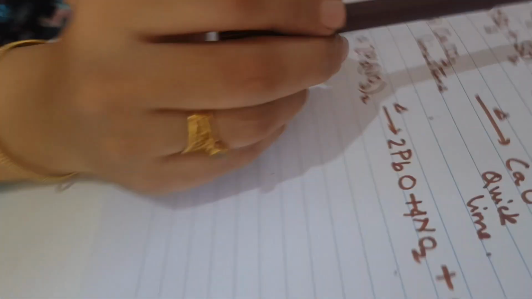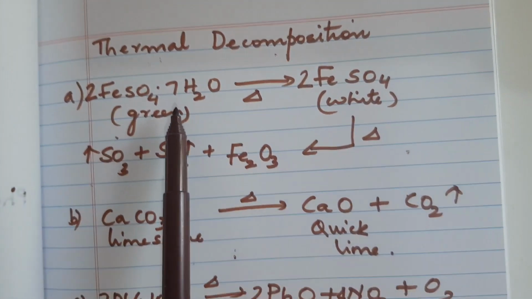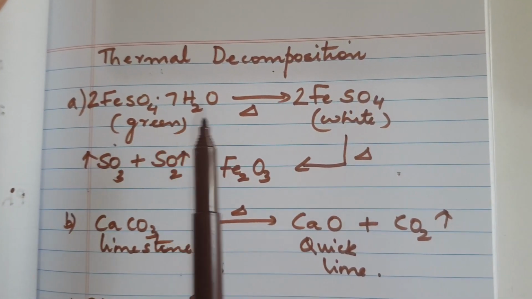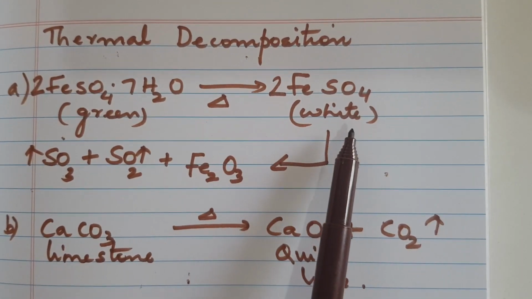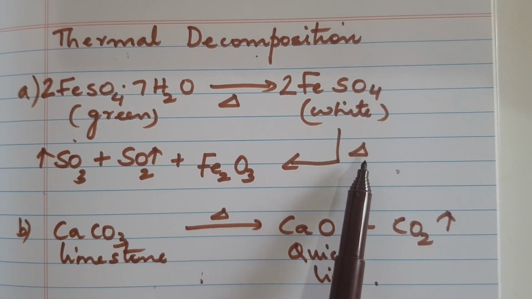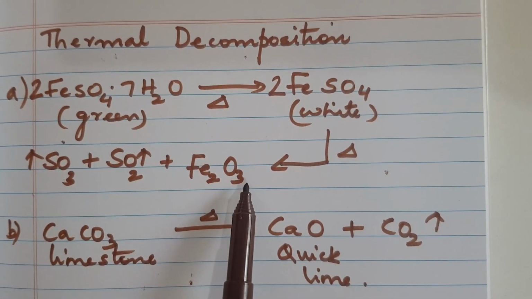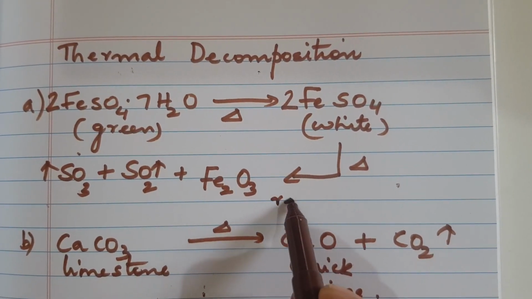Let's see the reaction. FeSO4 7H2O, which is green in color, on heating changes to FeSO4, which is white in color. Then FeSO4 on further heating converts to Fe2O3, which is reddish brown.